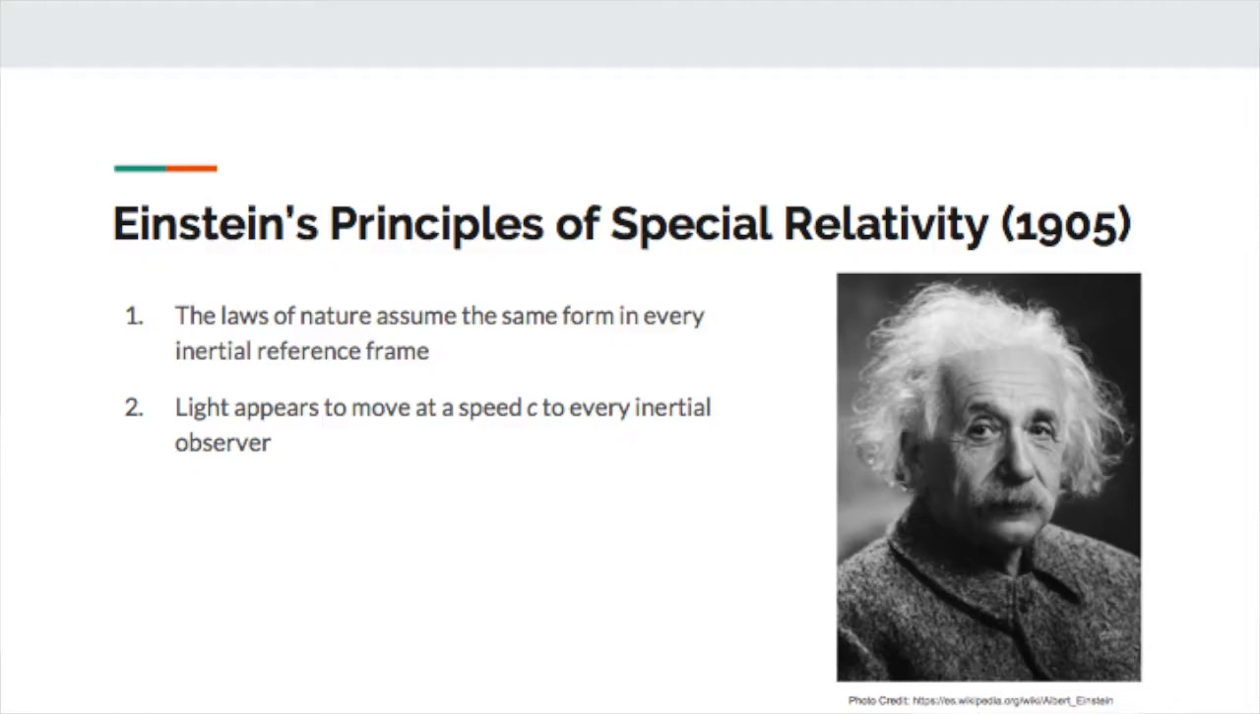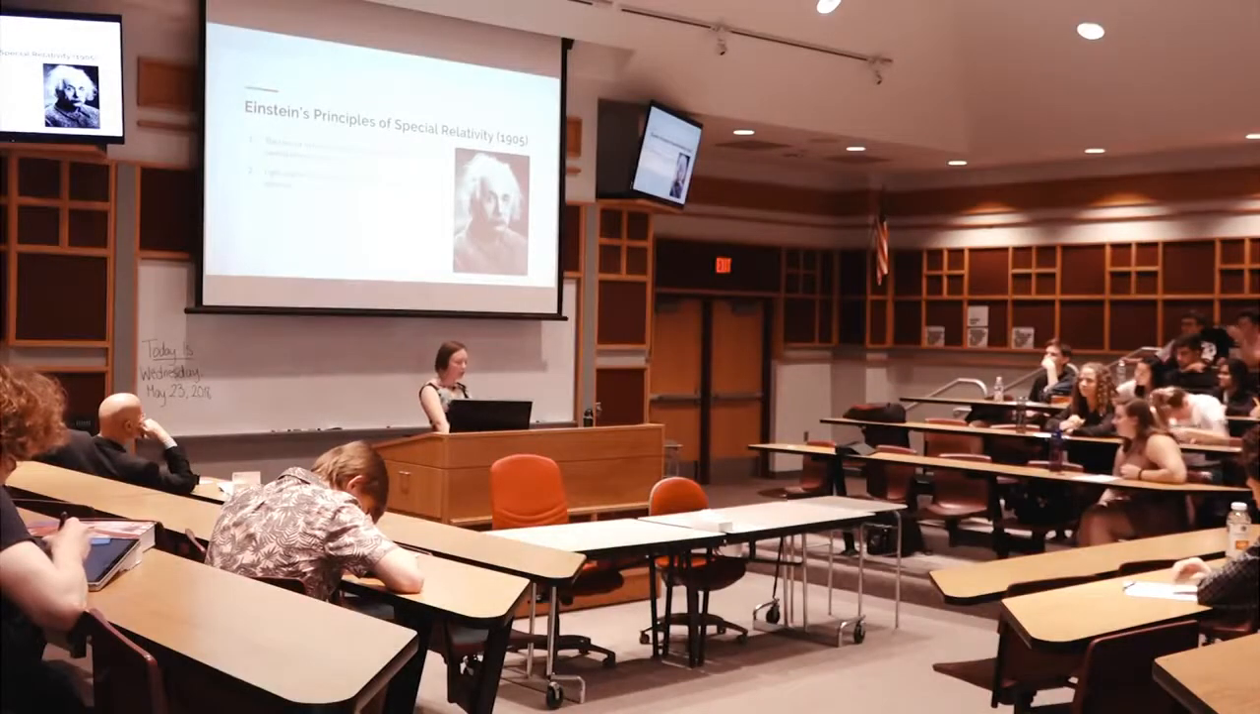And then the second one, which is more relevant to what we are considering: light appears to move at speed c to every inertial observer, essentially reiterating the fact that no matter what reference frame you're looking at a light wave from, it's always moving at c. Even if you are moving at 0.9999999c, you'll still see a light beam moving at c. And that again reiterates the fact that there's no absolute reference frame. Everything is relative. So it seems like most of us are done.